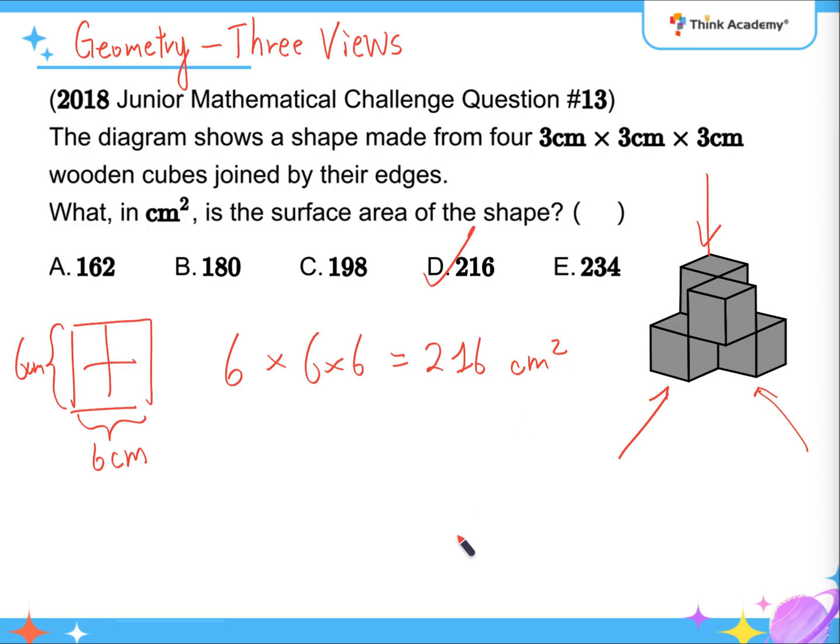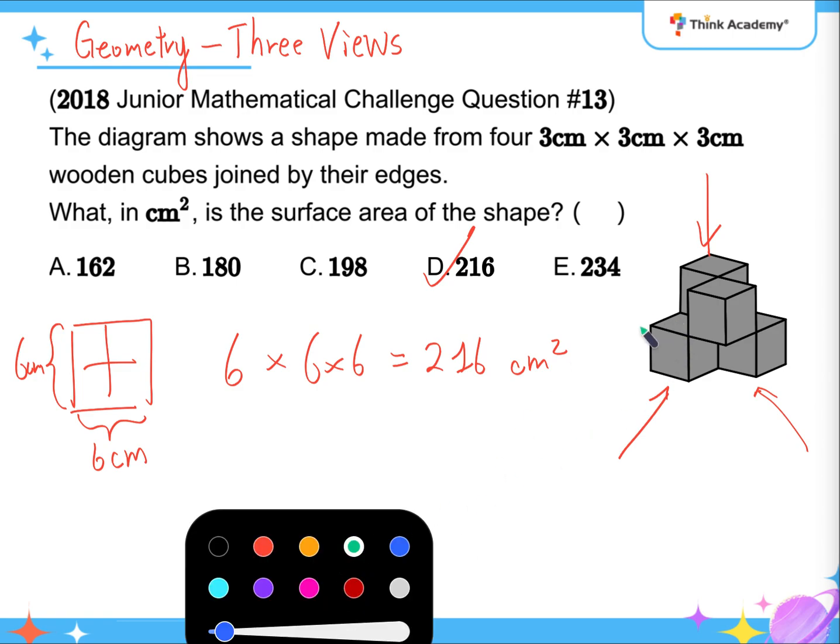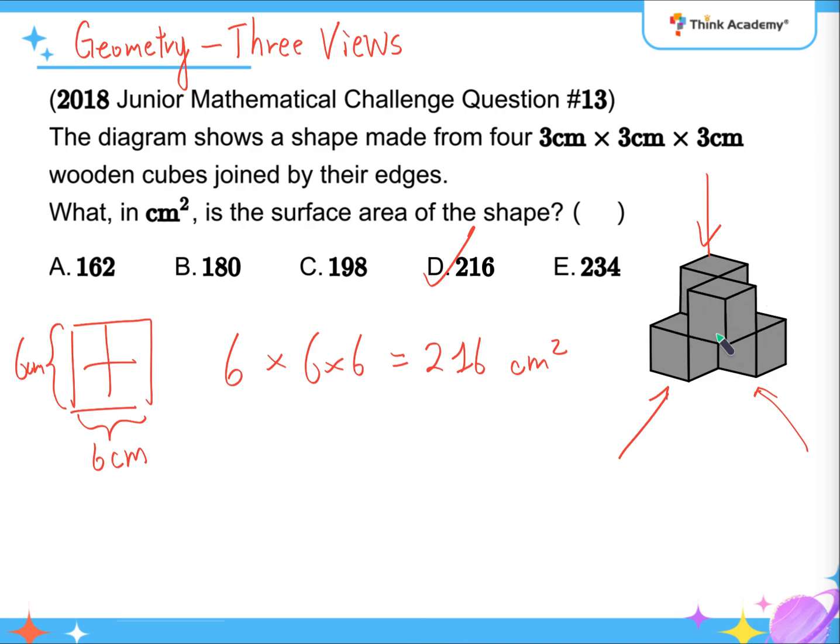And then the second way is, of course, you can see that all these 4 cubes are isolated from each other. So they would have all the surface areas exposed. So I have 4 cubes, each of them is having 6 faces, and each face is having an area of 3 times 3, which is also 216 square centimeters. All right, both ways work, whichever you like. So that's for question number 13.